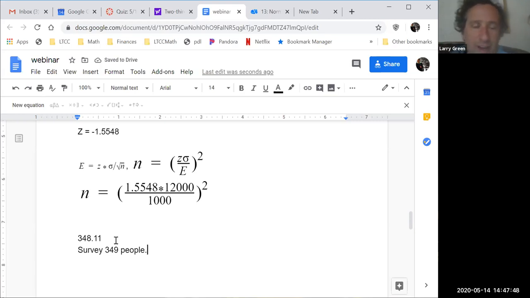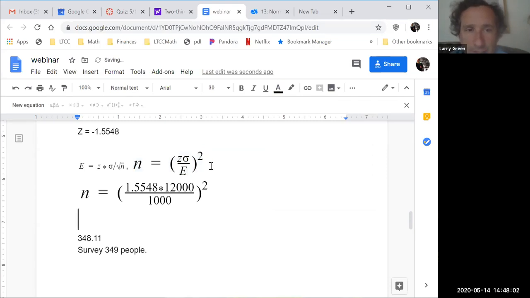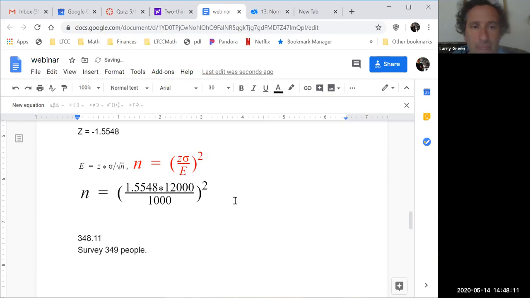Any questions on this example? Any questions? I want to take this equation and make it in red because it's an important one. It's one you want to put on your note sheet forever. Make it red. There we go. So that's a really important formula. Anytime you want to find the sample size needed, and it's a quantitative survey question, then that's how you find the sample size.